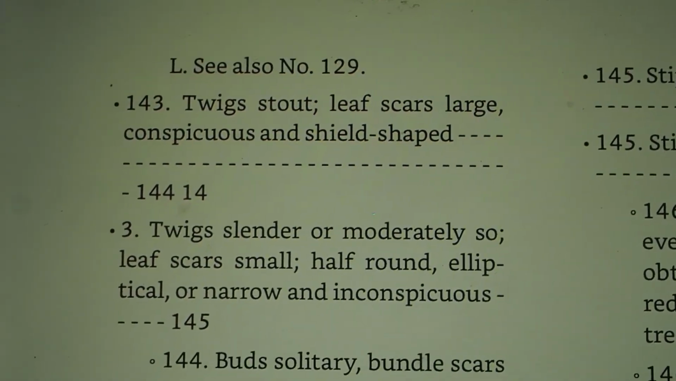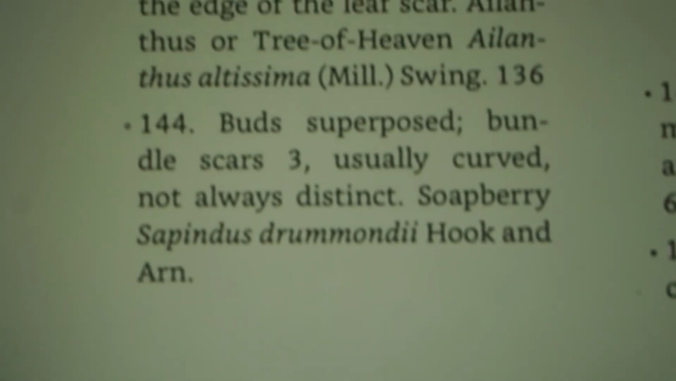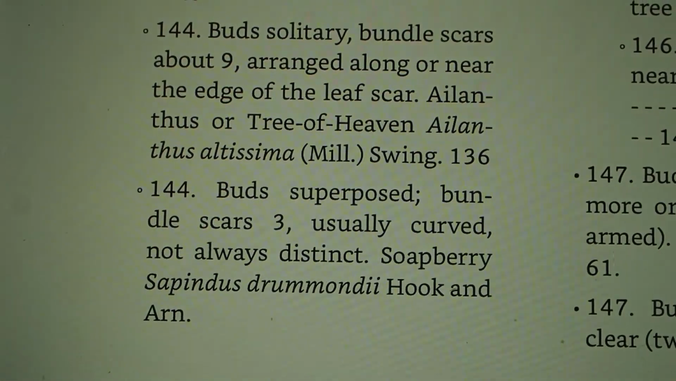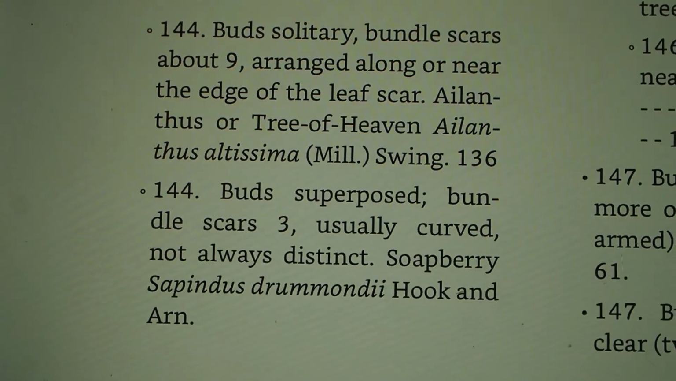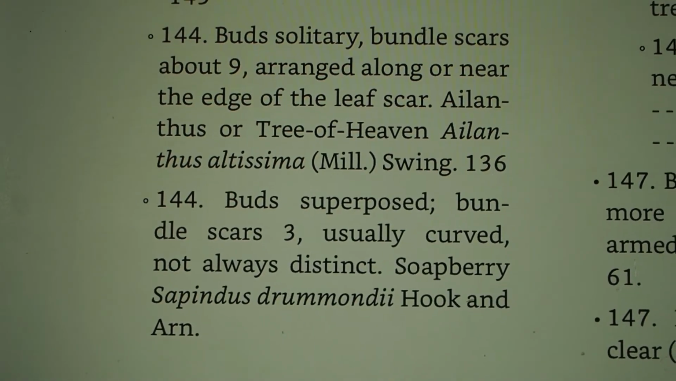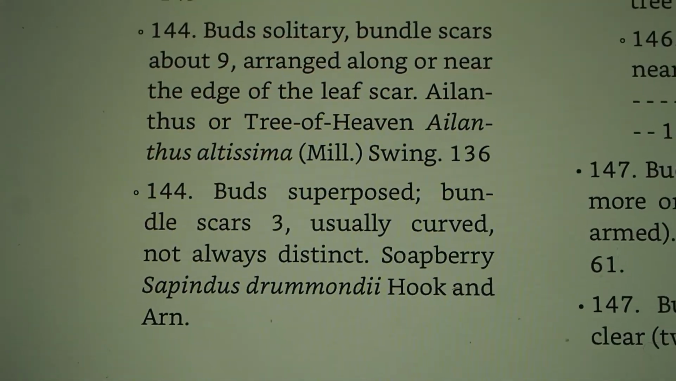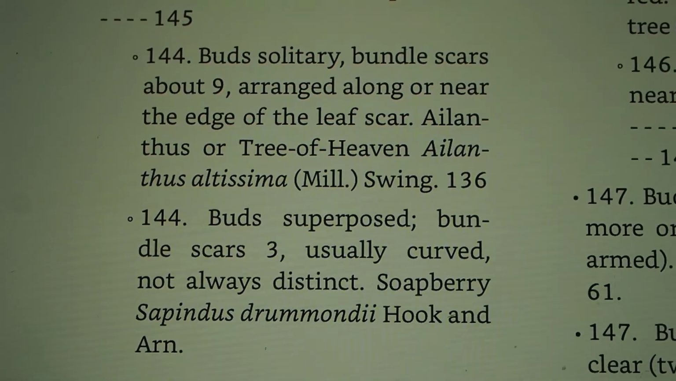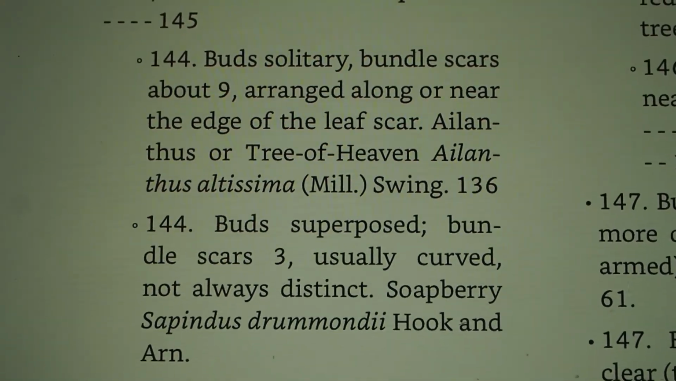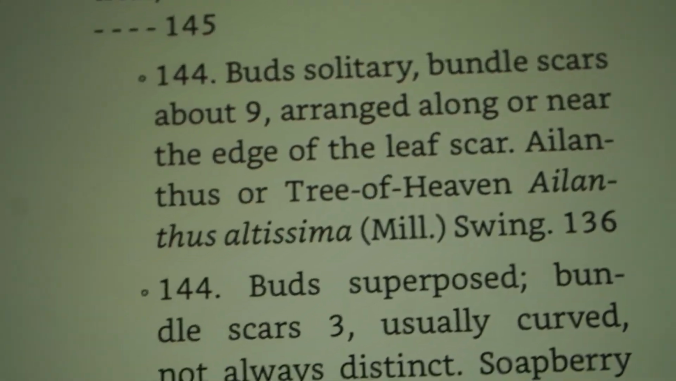So we go to couplet 144, and we're asked about the buds, whether they're solitary, and the bundle scars are about 9. Well, I counted 12, but I was counting fast. Or the buds are run on top of each other with only 3 bundle scars. Arranged bundle scars along the edge. This is it. Ailanthus or tree of heaven. Yes, this is tree of heaven.